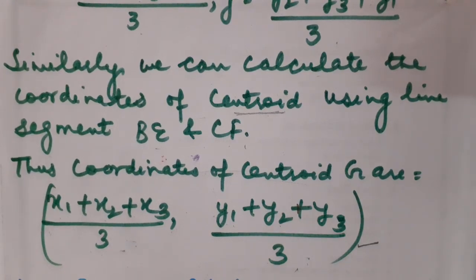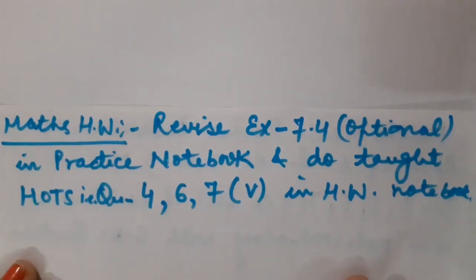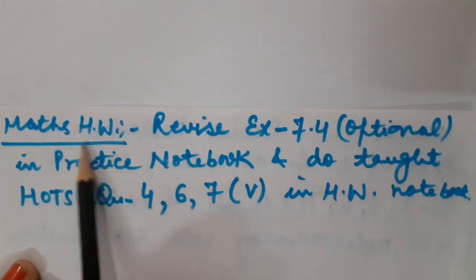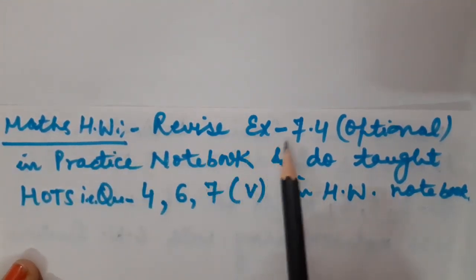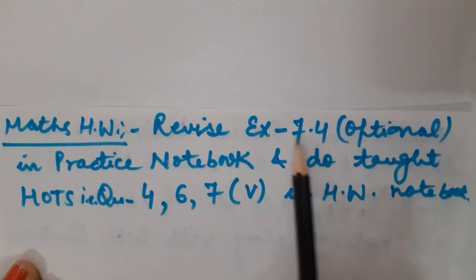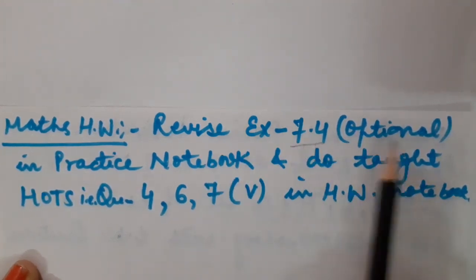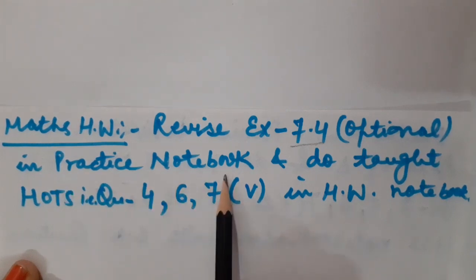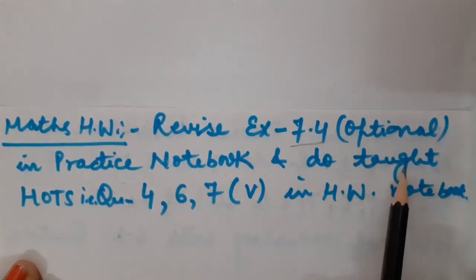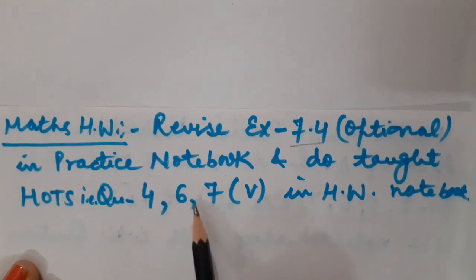Correct, students? Now this was all about this lecture. Please note down your mathematics homework. Children, today as I have finished with all the HOTS, you just have to revise exercise 7.4, the optional exercise, in your practice notebook, and you have to do these TOT questions, that is 4 and 6.